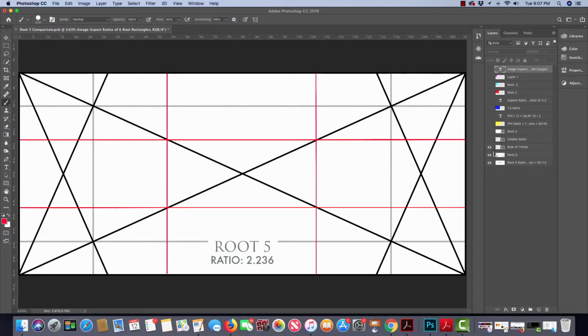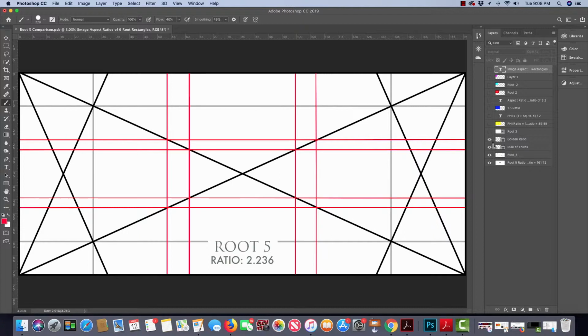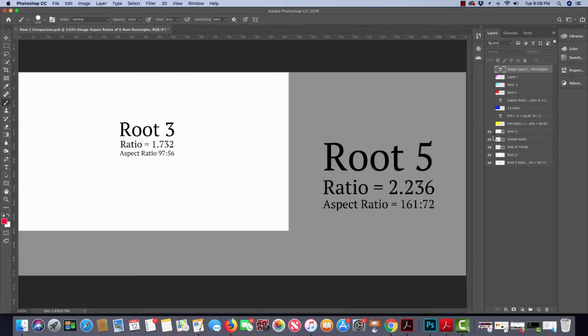All rectangles can be divided into thirds, and the red lines represent the thirds of the root 5 rectangle. The same thing goes for the golden ratio. So what happens when you nest root rectangles inside each other? Well, here's the first root 3 nested inside the root 5.